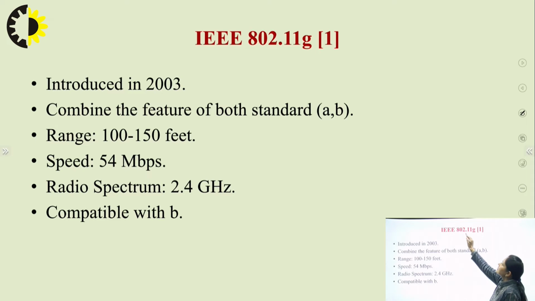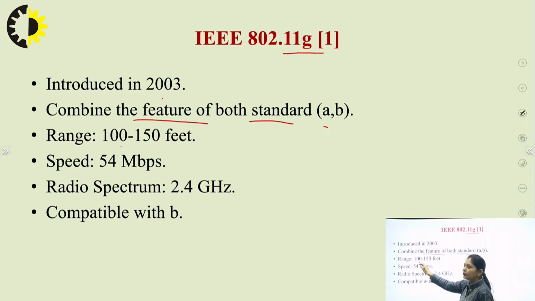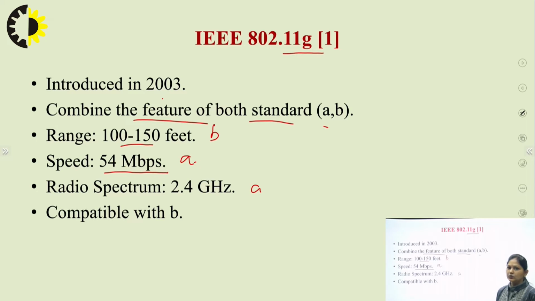Now, coming to the next, that is IEEE 802.11g. That was introduced in 2003; one in 1999, then 2001, and this is 2003. It combined the features of both the standards, A and B. Its range is 100 to 150 feet, that was the case with B. Speed is 54 Mbps, that was the case with A. Radio spectrum is 2.4 gigahertz, that was the case with B, and it is compatible with B. So this is the case with IEEE 802.11g.